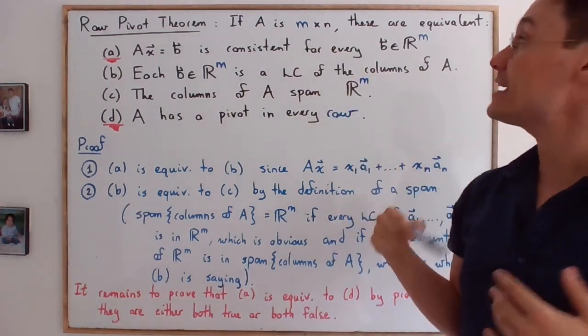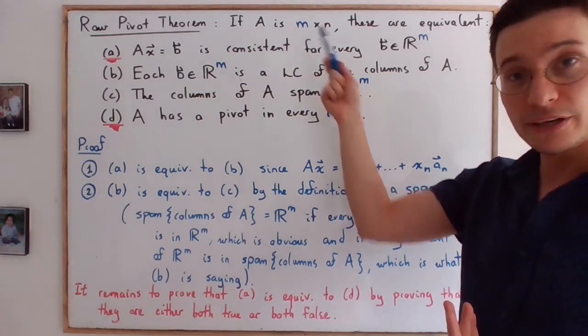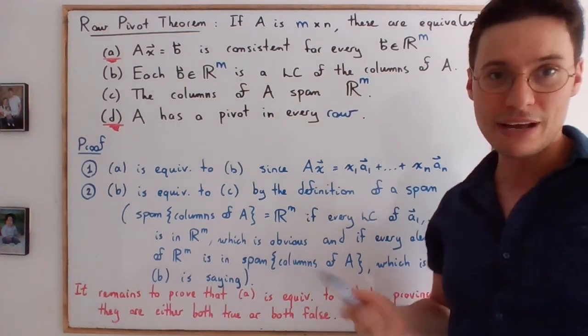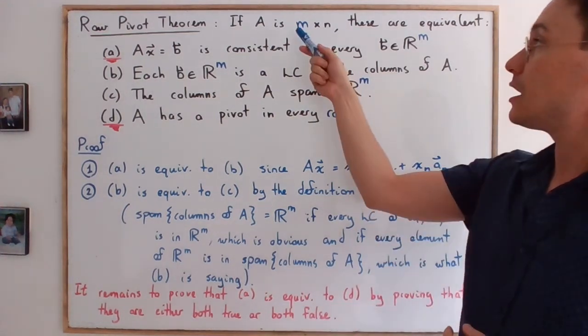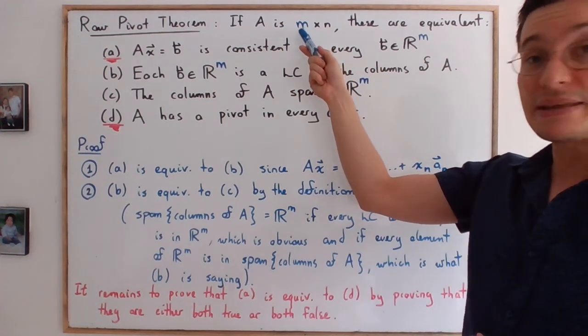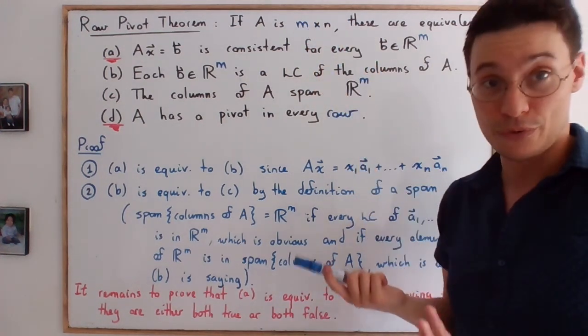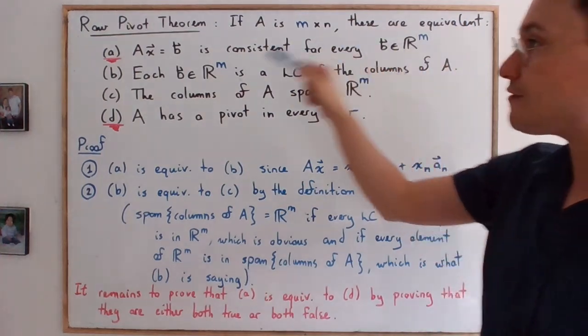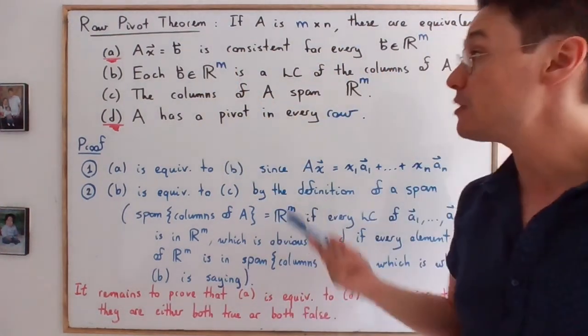Okay, so if A is m by n, notice my color code. Actually, I should have talked about this in class, but the m here is going to play an important role. Remember that these are the rows. Then the four following statements are equivalent.